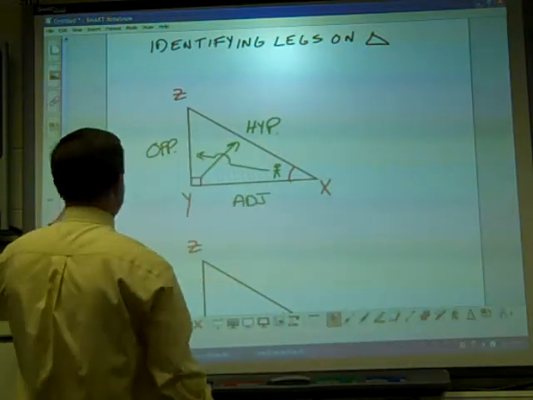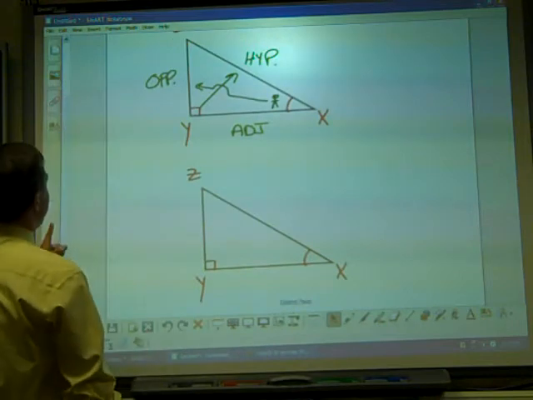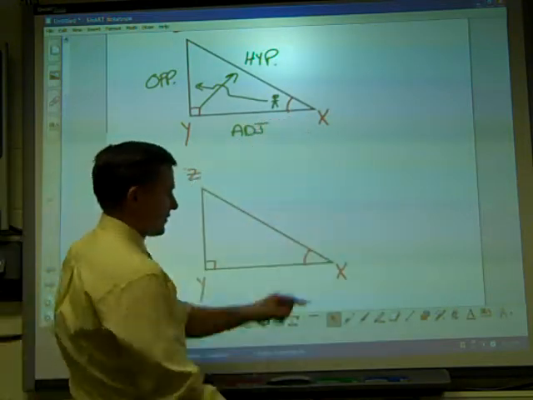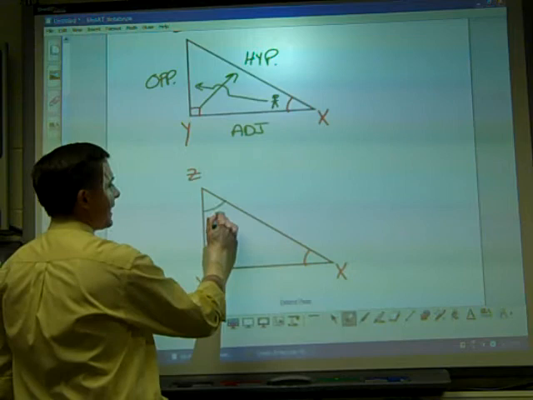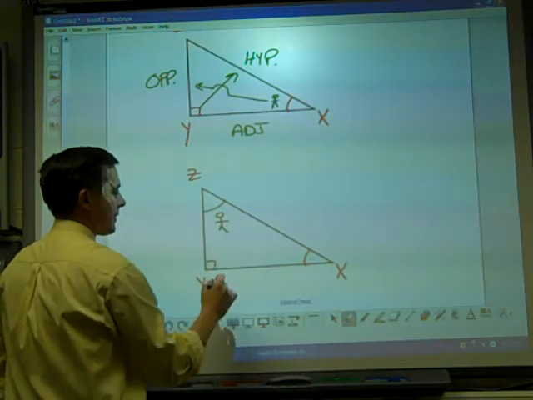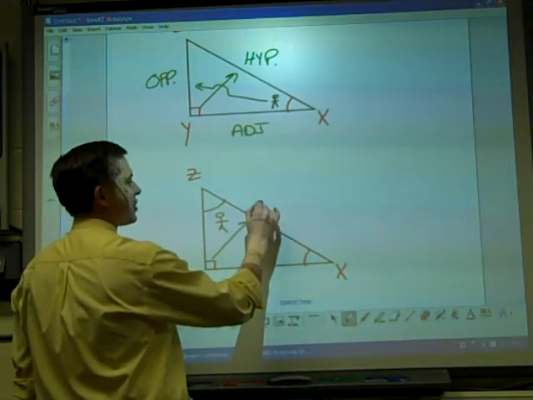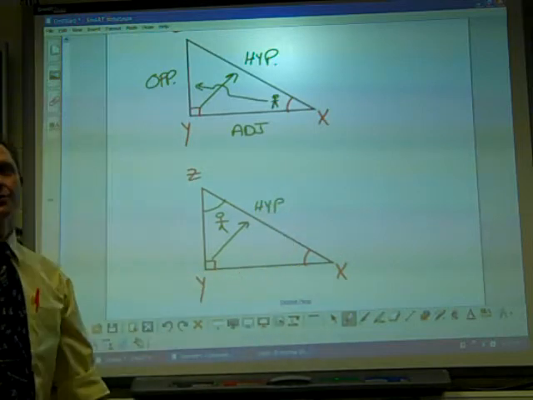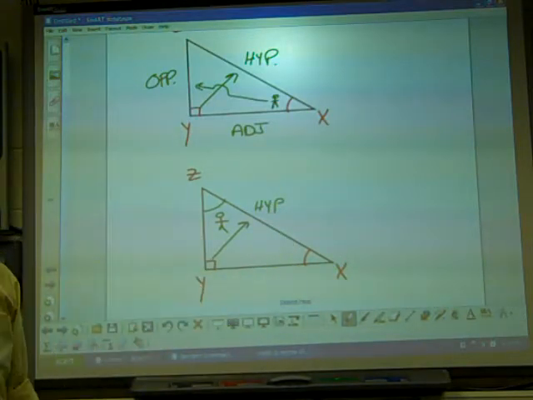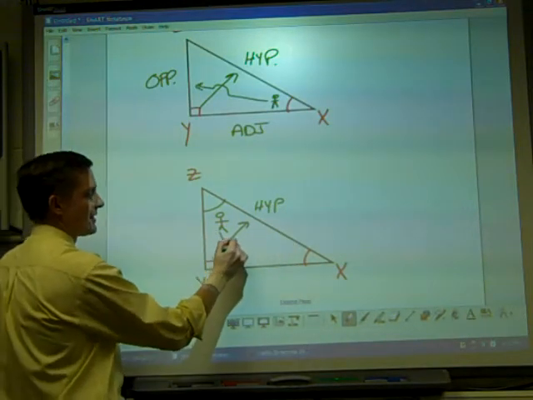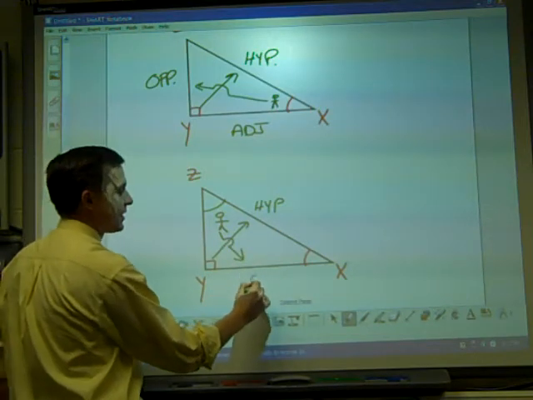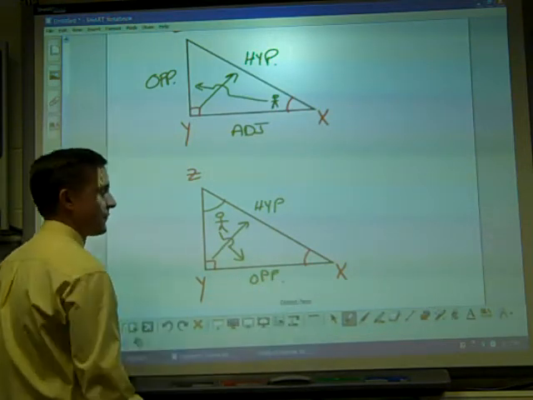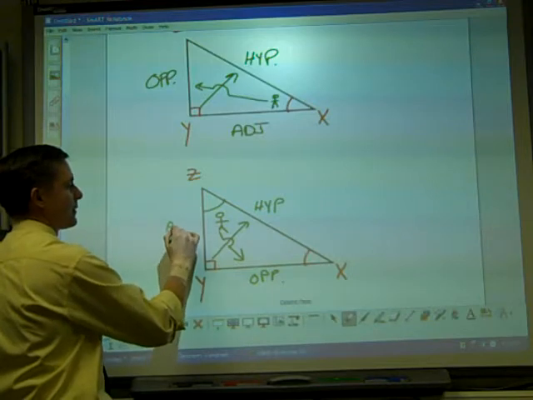But there's something to realize. If I have that set up based on angle X, and I stand my little guy on angle Z, the hypotenuse doesn't change. The hypotenuse is still across from the 90-degree angle. But the opposite leg does change. It's still the one across, and that leaves the adjacent here.